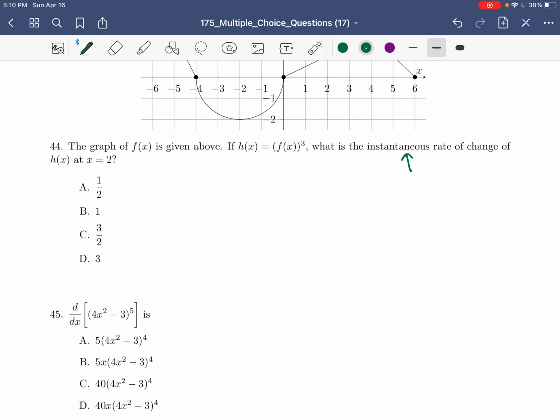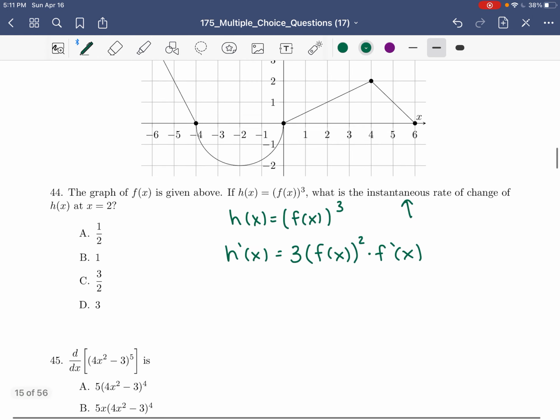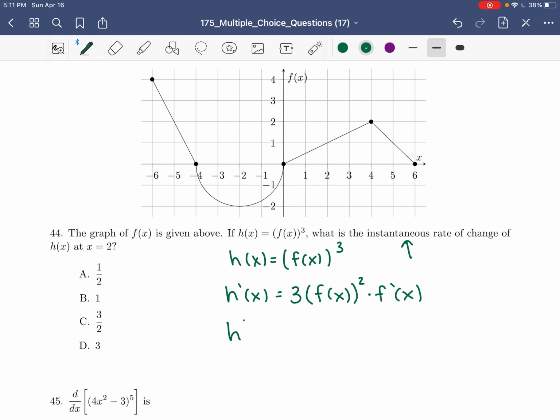Okay, the instantaneous rate of change, once again, that's the derivative. So I have h of x equals f of x cubed. So my outside function is the cubed here. So h prime of x is going to equal 3 times f of x squared times f prime of x. We want this at 2, so h prime of 2, 3 times f of 2 squared times f prime of 2.